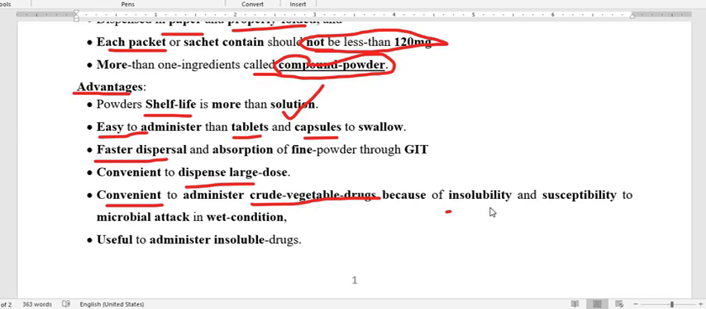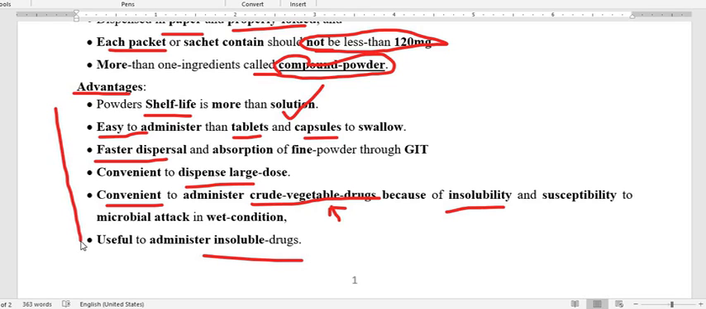Because this may be insoluble, and if the vegetable drug gets wet, then microbial decomposition of the vegetable drug will start. Another important advantage is that powder is also used for insoluble types of drugs. So these are the advantages of the powder.